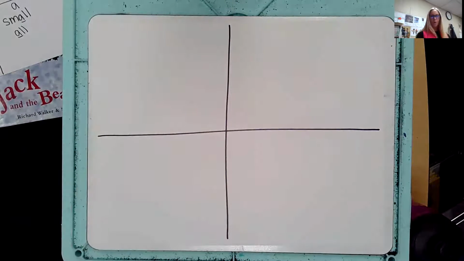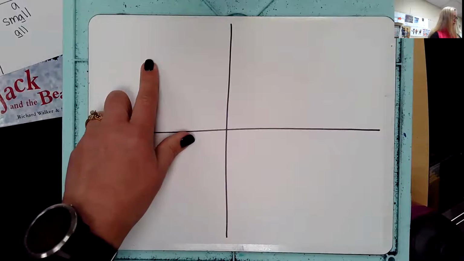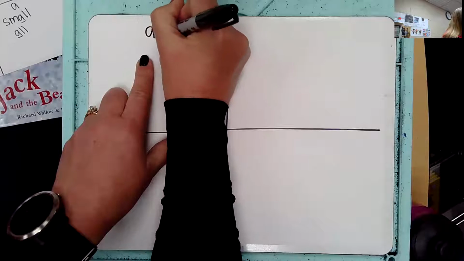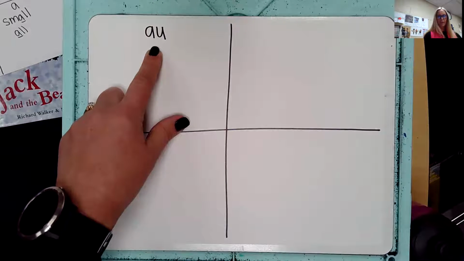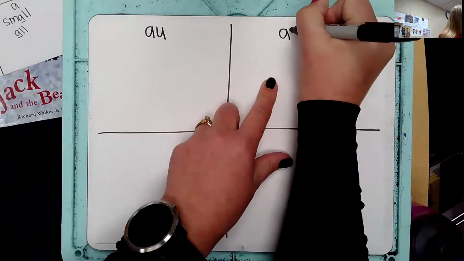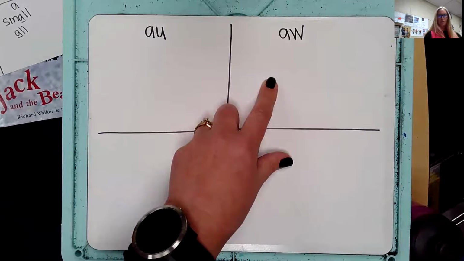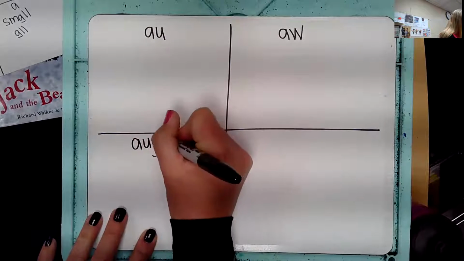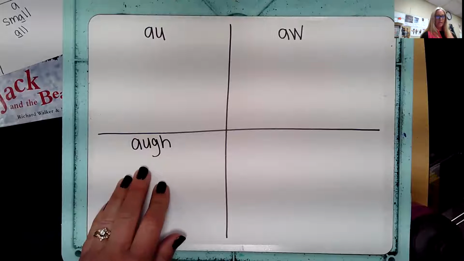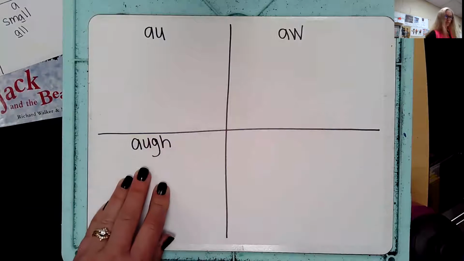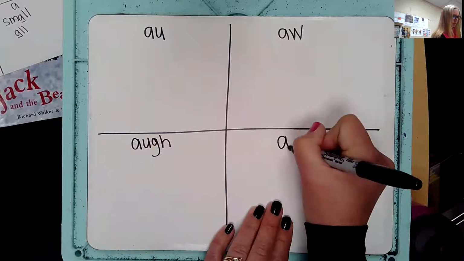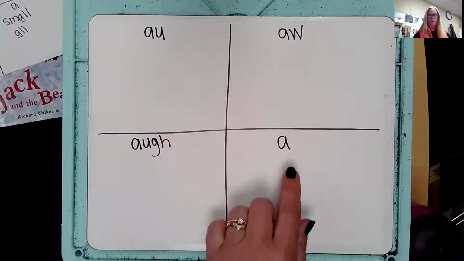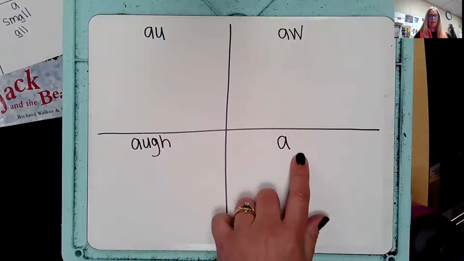Remember, today we learned 4 ways to make that aw sound. So we're going to start with the most common way first. A-U. That's the first way we learned. Aw. A-W. A-U-G-H. And our last way was that A. Remembering on our board, sometimes it has that L.